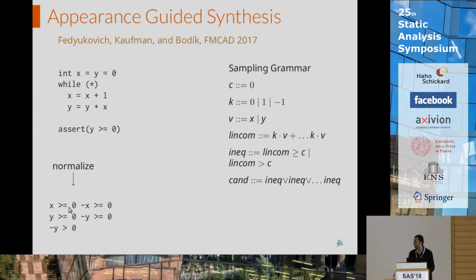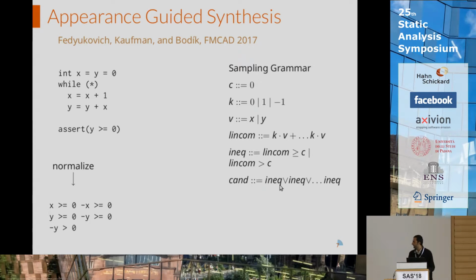So these being inequalities, let's say the formulas were x is greater than 0 and minus x is greater than 0, and similarly for y, and the negation of the property, which is minus y is greater than 0. From these normalized formulas, we can construct a grammar which is particular to this program. So how do we construct a grammar? Let's say we do a top-down construction.